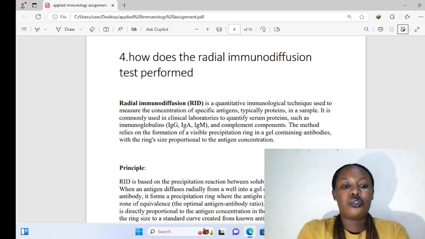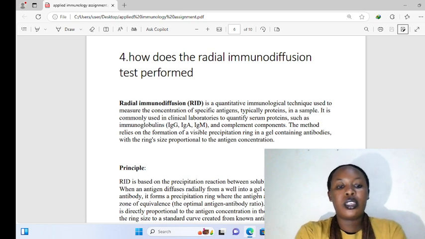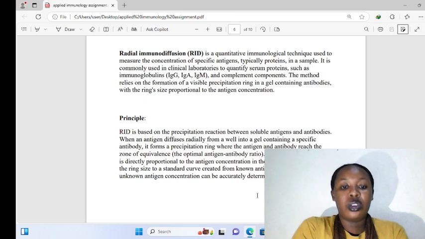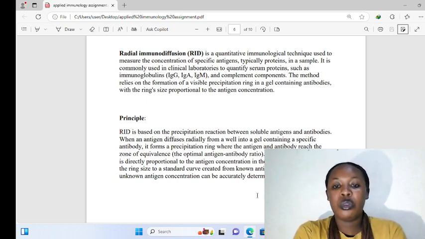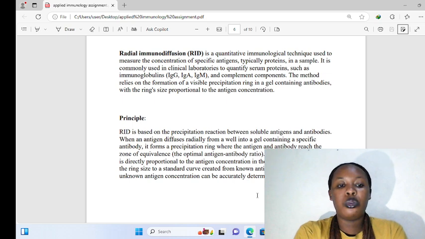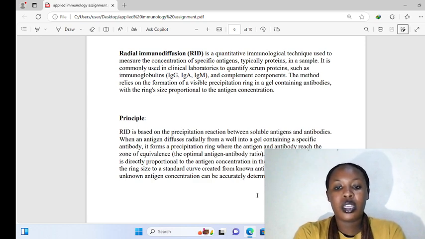Let me go to the fourth question, which is asking about how the radioimmunodiffusion test is performed. First of all, radioimmunodiffusion is a quantitative immunological technique used to measure the concentration of specific antigen, typically protein, in a sample. It is commonly used in clinical laboratories to quantify serum protein such as immunoglobulin IgG, IgA, and IgM, and complement components.